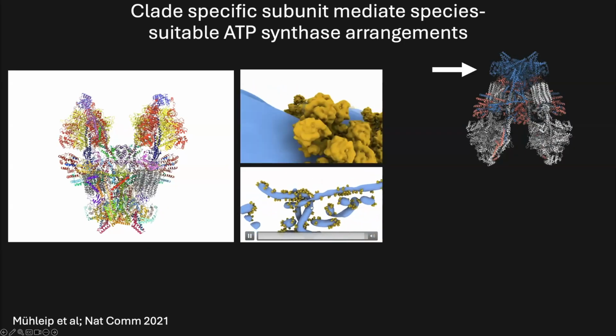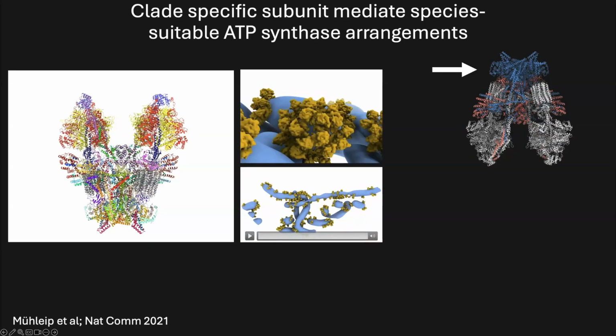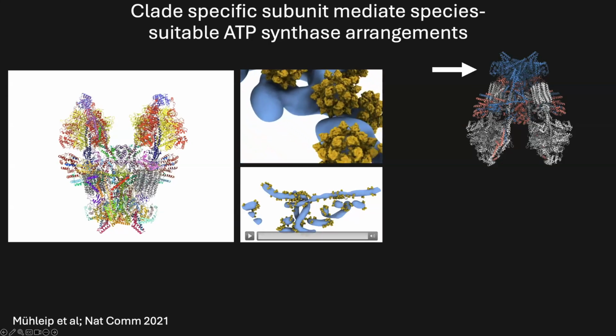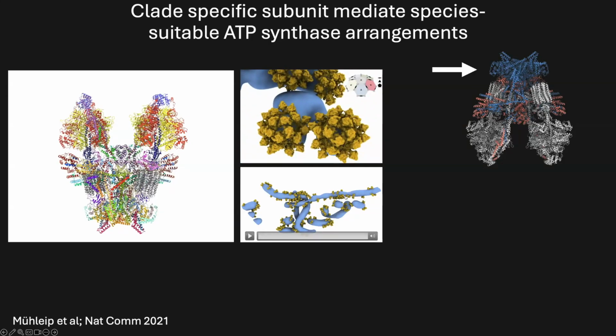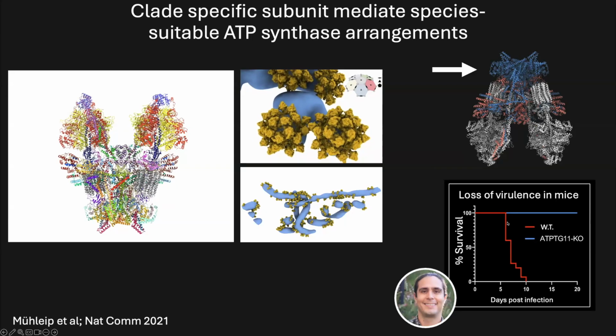And we've even shown that if we take away some of these clade-specific components, the hexamers and the pentagonal pyramids don't form. Instead, we see dimers, and you can see also that the cristae shape, which you see here in blue, is very, very different now. And that has an impact on the parasite's ability to survive.